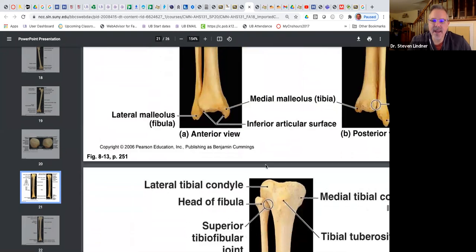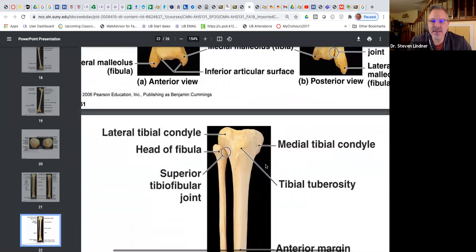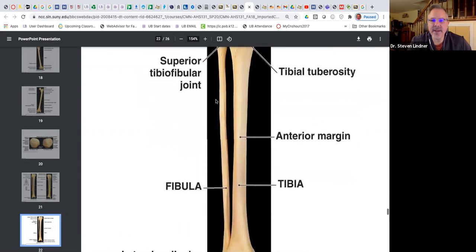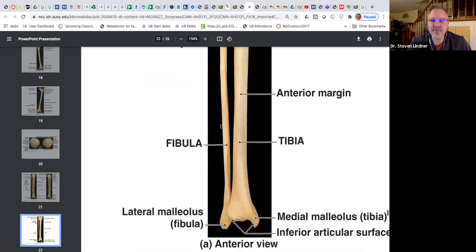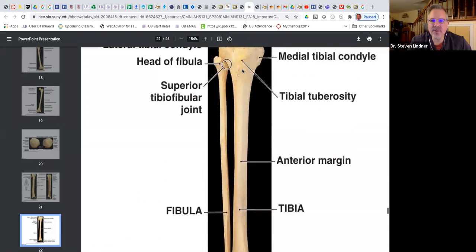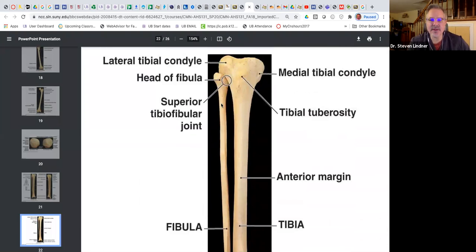Okay, let's look again at just the anterior view. Here's the lateral and here's the medial tibial condyle, tibial tuberosity, head of the fibula. When we go inferior and follow the fibula inferior, it takes us to the lateral malleolus. When we follow the larger bone, right? Remember, you tell a small fib. You tell a small fib, so that's the smaller of the bones.